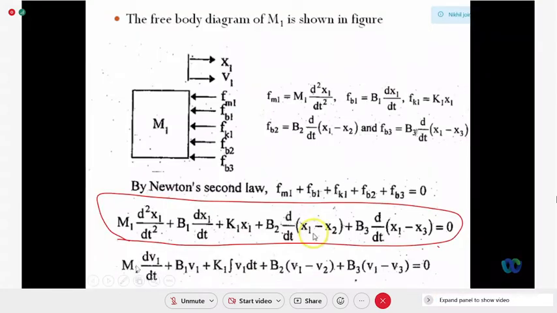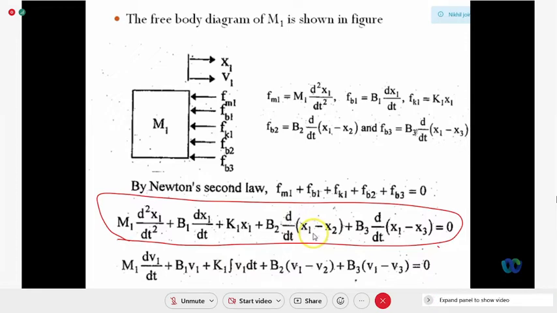M1 is equivalent of what? Inductor, sir. Inductance L1. How can we write d by dt of V1? d square x1 by dt square. This d square x1 by dt square is written as d by dt of I. So V1, velocity, is equivalent of what? Current. So we can write L1 di1 by dt, okay?